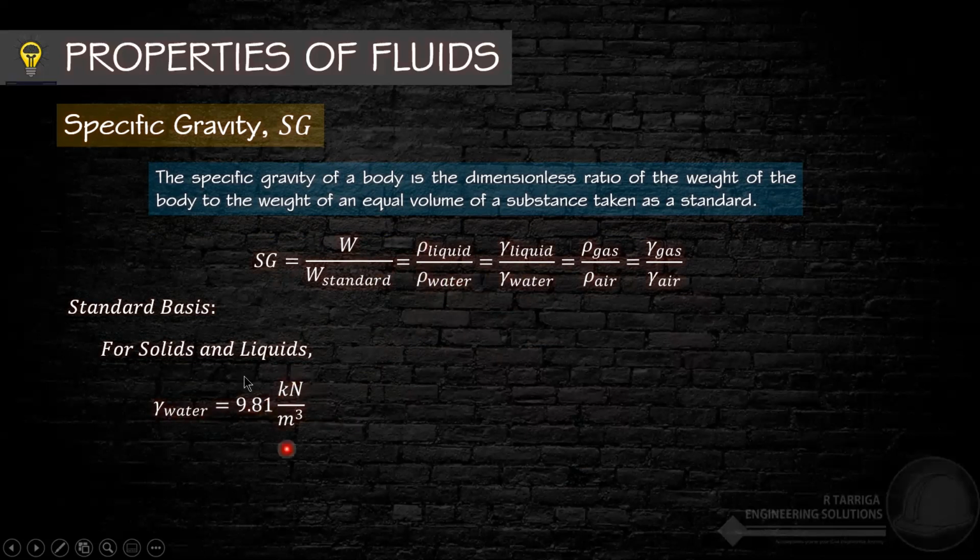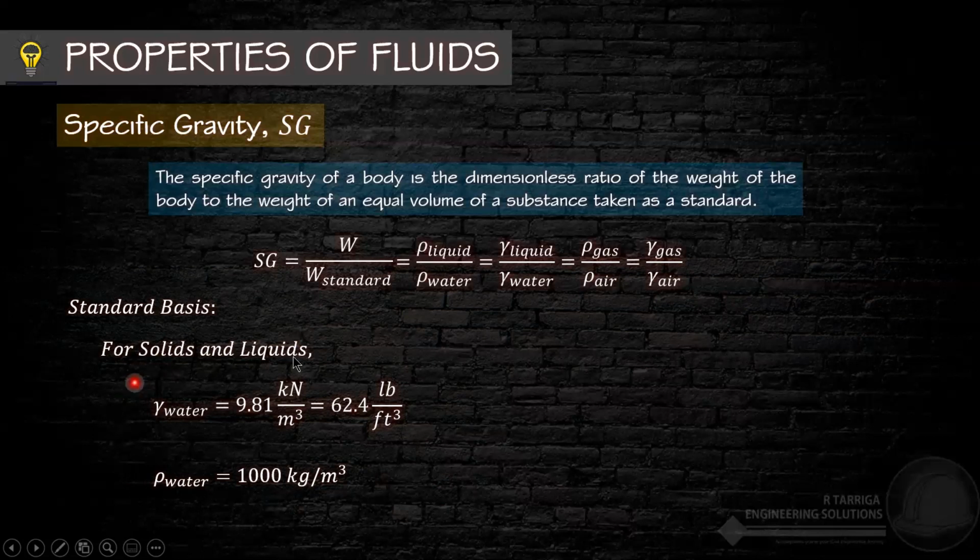That is in SI unit. Or in English unit, that is 62.4 pound per cubic foot, right? So 62.4 pound per cubic foot. And for the density, it could be 1,000 kilogram per cubic meter. So these values are very important. Kindly memorize them if you haven't yet.